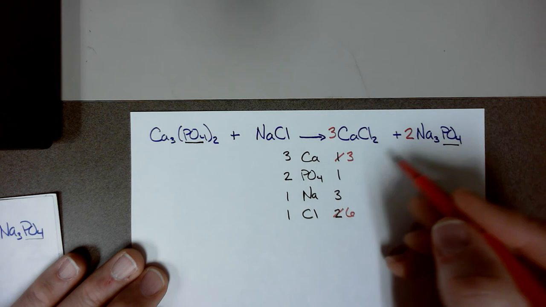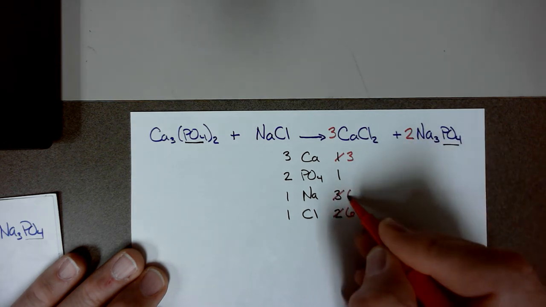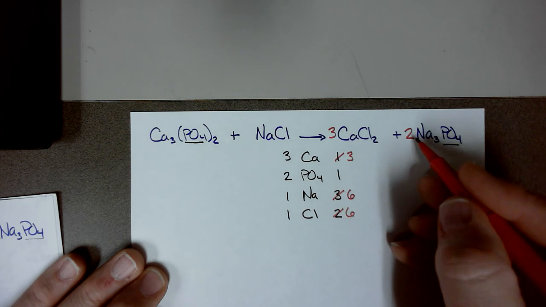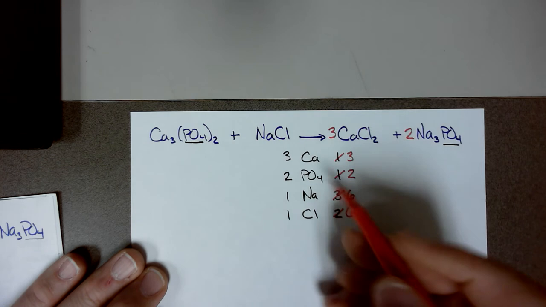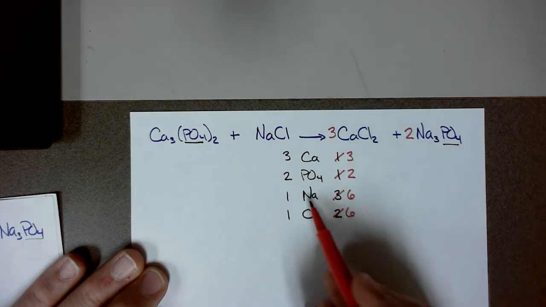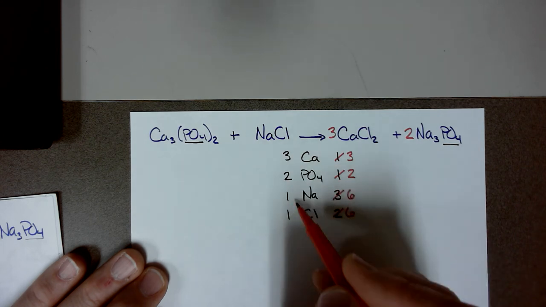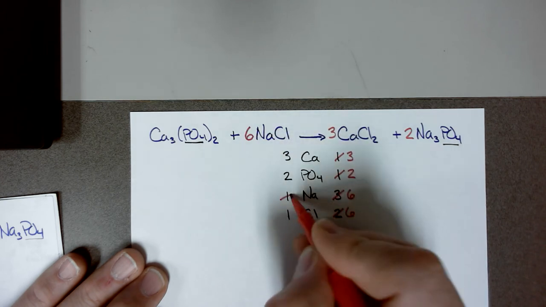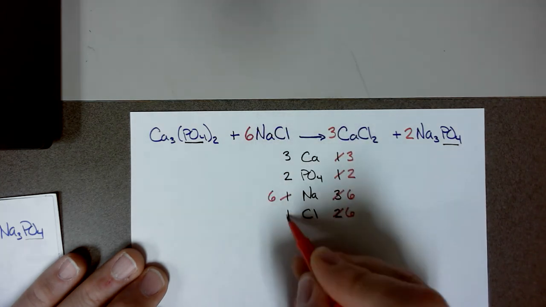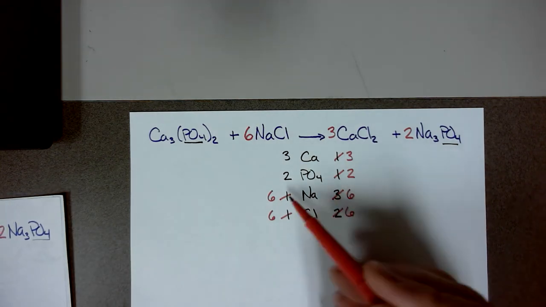Now when I did that, I have 6 sodiums, 2 times 3 is 6, and I have 2 times 1 phosphate, so that goes to 2. So now this is balanced and this is balanced. My sodium is not balanced. So if I have 6 on the product side, I need 6 on the reactant side, so I put a 6 here, which makes this 6, and then the chlorine is 6. And so now it's 3, 3, 2, 2, 6, 6, 6, 6. It's balanced.